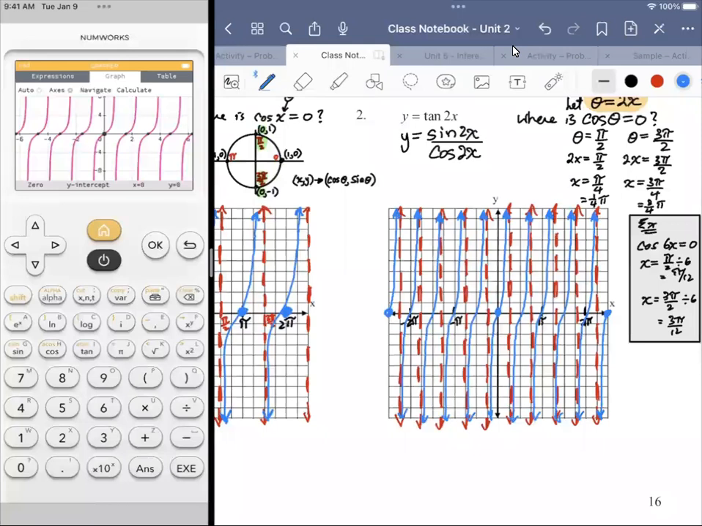At 0, it tells me the coordinates are 0, 0. So at the y-axis, it tells me the coordinates are 0, 0. If I continue, my next x-intercept is at 1.57. All right. So maybe you don't recognize that, but 1.57 is half of pi. So that would be at pi over 2. All right. But maybe you continue.